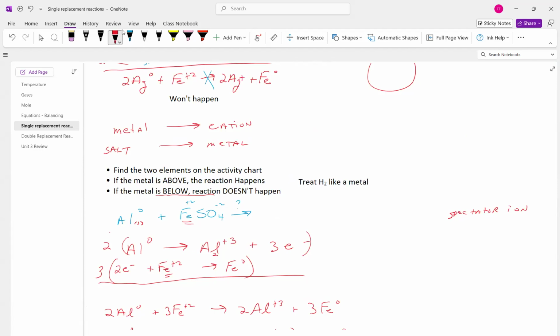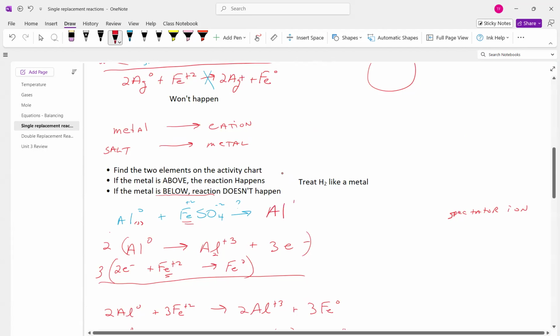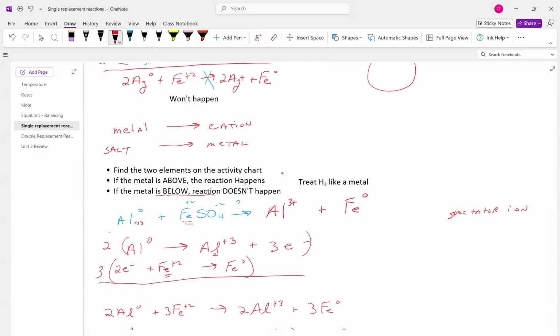so if this reaction was to happen, we're going to have aluminum going to plus something. So if you look on your common ion chart, aluminum goes to plus 3. And then iron is going to go from plus 2 to iron metal. Now notice that sulfate, the SO4, I haven't talked about.